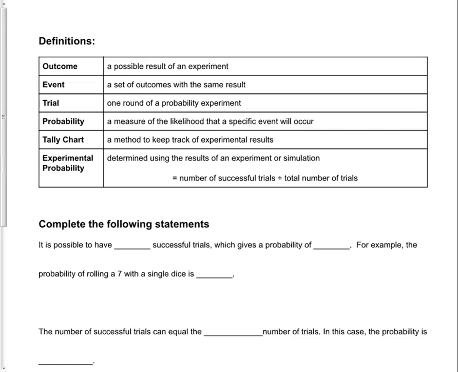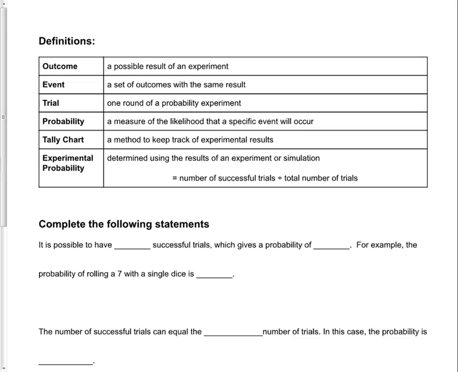So if you have an outcome of being heads or tails, let's say you're flipping a coin, one potential event is all of the tails. So anytime you flip a coin and you get a tail, that is a certain event. You end up with a tails event. A trial is one round of a probability experiment. So again, if you're flipping a coin, every single time that you flip that coin, that represents one trial in the experiment.